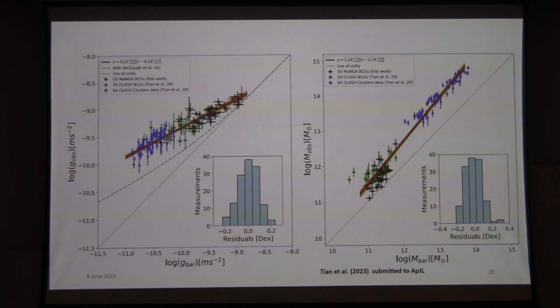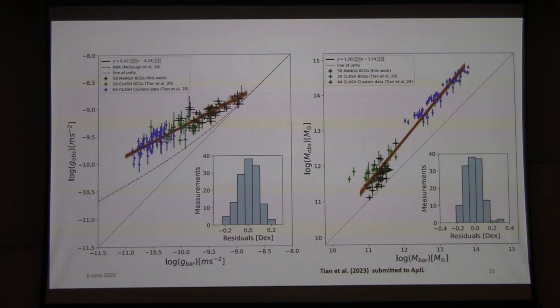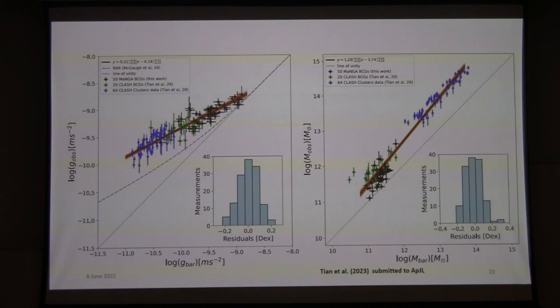But our MaNGA BCG was calculated by kinematics, by dynamics, and they are consistent with each other. We also plot the mass correlation, and by the way, I have to mention, the intercept gave us a consistent acceleration scale, which is 13 times larger than A naught.